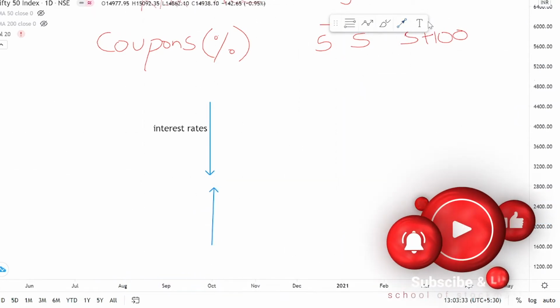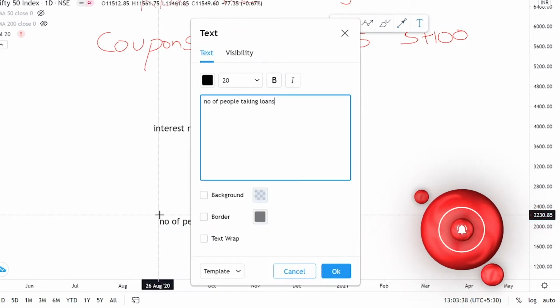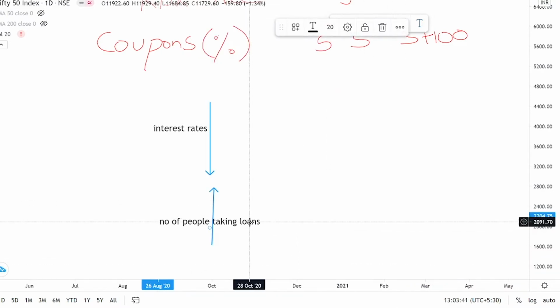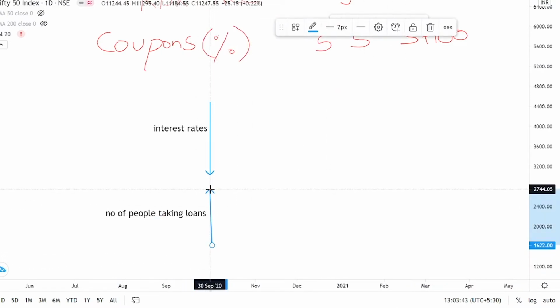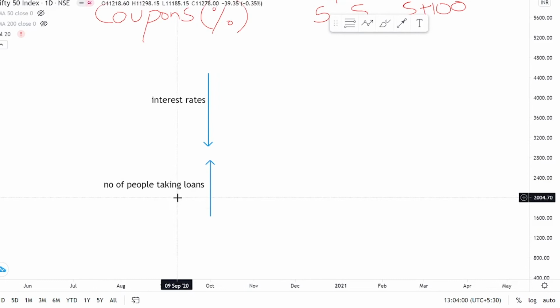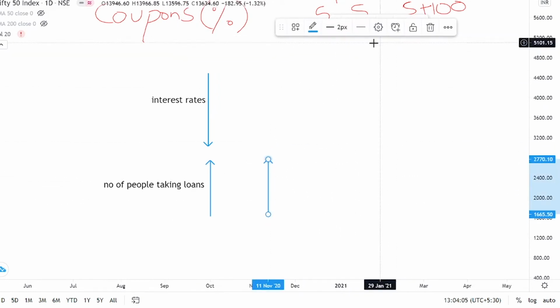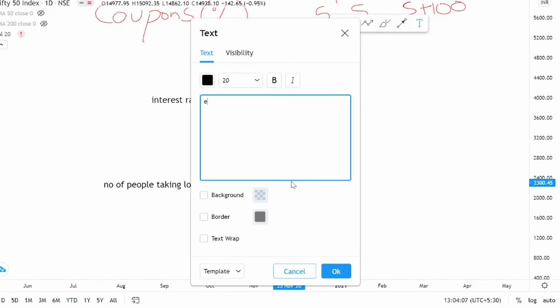So the number of people taking loans increases as the interest rates drop. Obviously, right? Because if the interest rate in two cases is, let's say, 5% in one and 10% in the other, there would be more people taking loans when the interest rate is 5% because you'll have to pay back lesser interest on it. So as the number of people taking loans increases, this leads to a rise in economic growth. Economic growth increases.